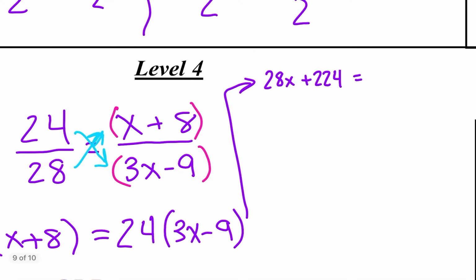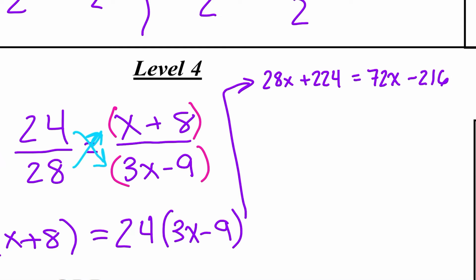Okay. And then on this side, we have that 24 times 3x. So 24 times 3 would give us 72. So we got 72x. And then 24 times -9 is going to give us -216 here. And we're just going to go ahead and solve that. So of my x's, I want to get rid of the 28x first because it's the smallest, and that will help us keep our x's positive. So 72 minus 28 gives us 44.